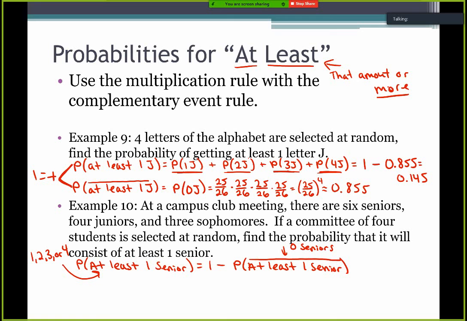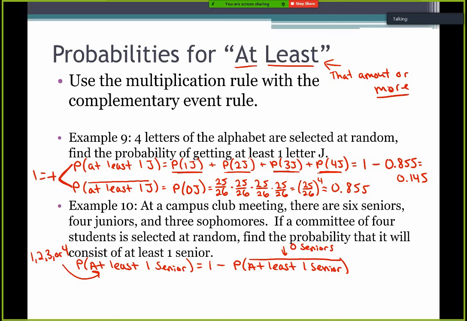So if you wanted to do it the long way, you would have to select one senior and then 3 of something else. 2 seniors, 2 of something else. 3 seniors, 1 something else, and then 4 seniors. You'd have to find those 4 individual probabilities and add them all together. In each of those individual probabilities, you'd be multiplying 4 different things together to get each one of those. It's going to take a lot of time.